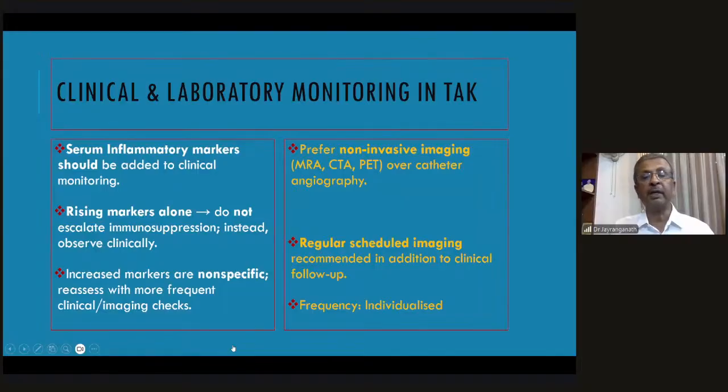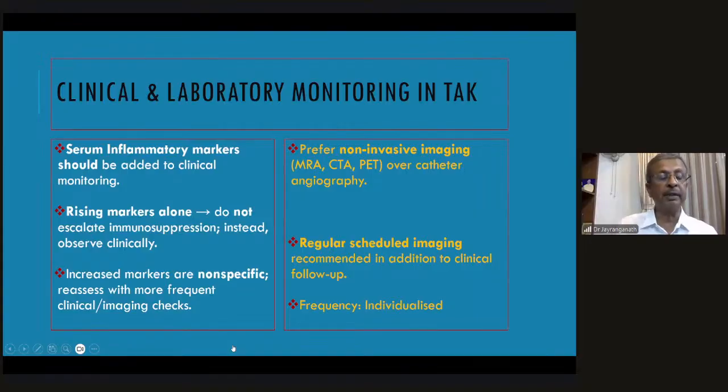For clinical and laboratory monitoring in Takayasu, serum inflammatory markers should be added to the clinical monitoring. It is mandatory. Rising markers alone do not mean escalating immunosuppression. Instead, observe clinically. Just because the markers are increasing, if the patient is clinically okay, you don't try to escalate immunosuppression. Increased markers are very non-specific. Reassess with more frequent clinical and imaging checks.